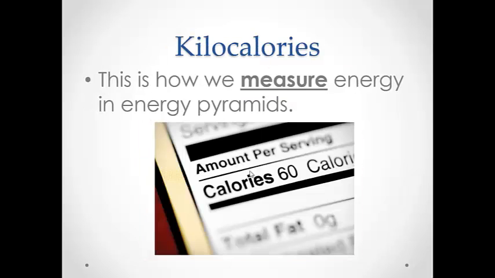Kilocalories is how we measure energy in energy pyramids. As you see here, calories are something you will see often on the back of a nutrition label. For example, if I pick up a bag of Cheetos, I might see that there are 180 calories in a bag of Cheetos. Very similarly, kilocalories is the amount of energy in an energy pyramid. It's how we measure it.